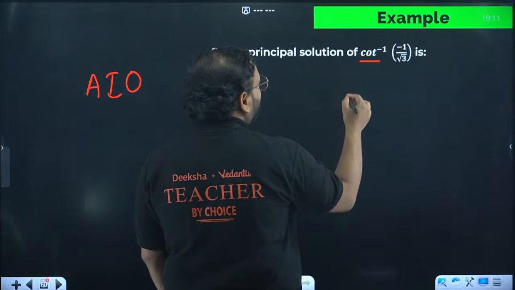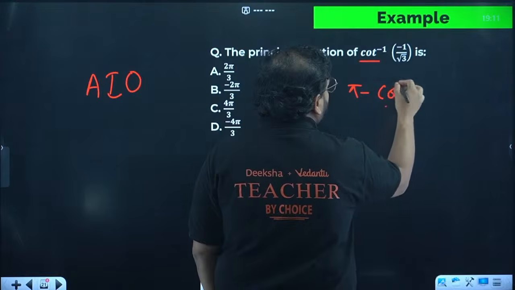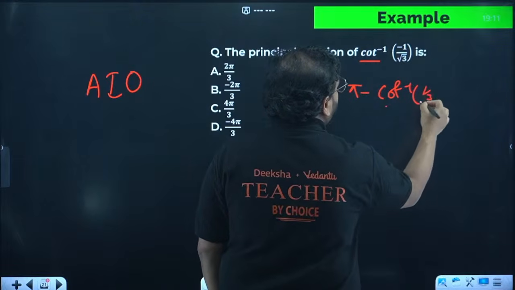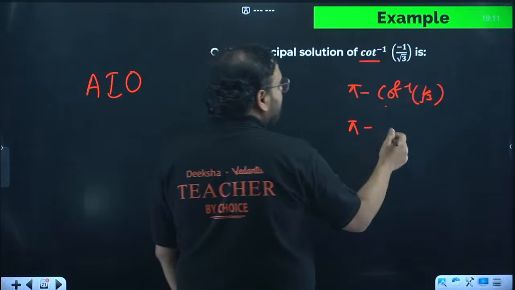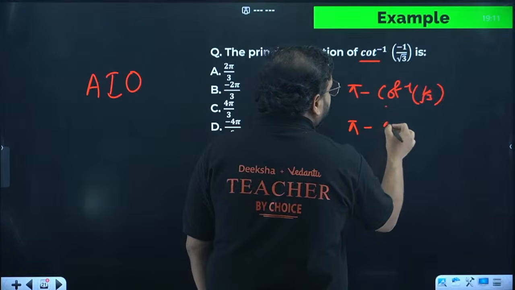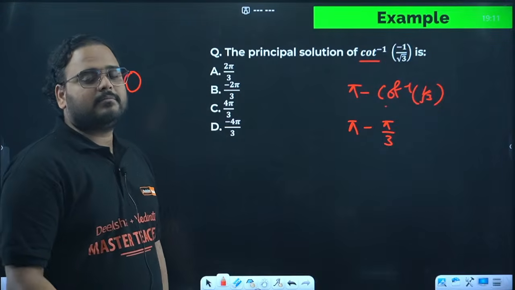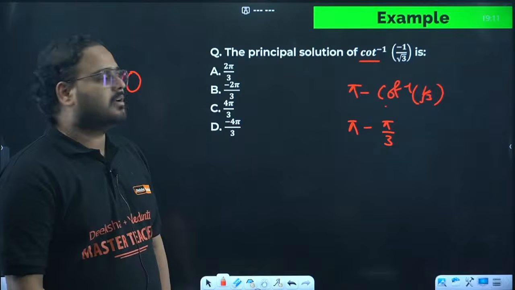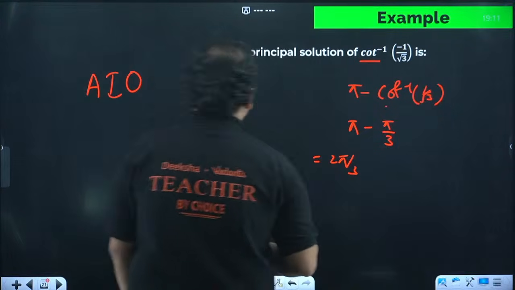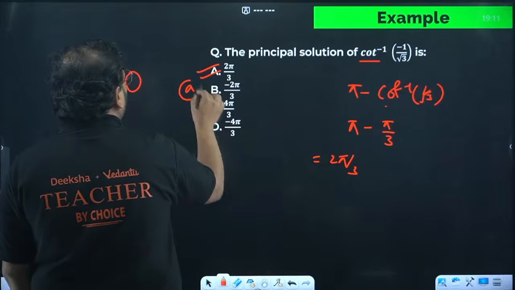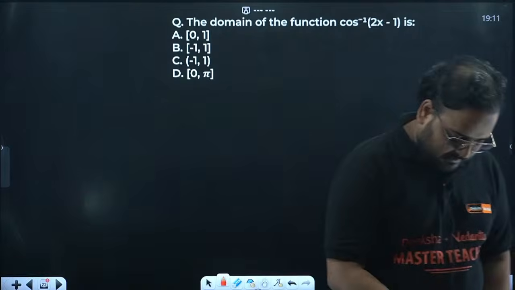This is not odd, not even. This is a property which goes like this: pi minus cot inverse of 1 by root 3. Cot inverse of 1 by root 3 is how much? Pi by 3, right? Because when tan is root 3, cot is 1 by root 3. So pi minus pi by 3 is going to be 2 pi by 3. Answer is option A. Everybody got that? Previous one? Answer is option A.